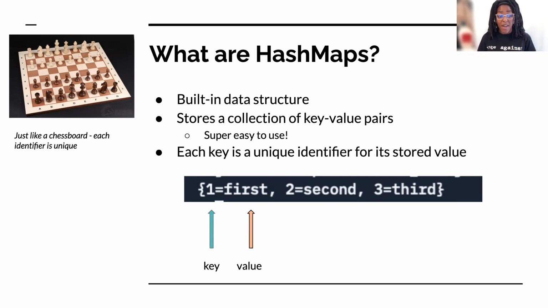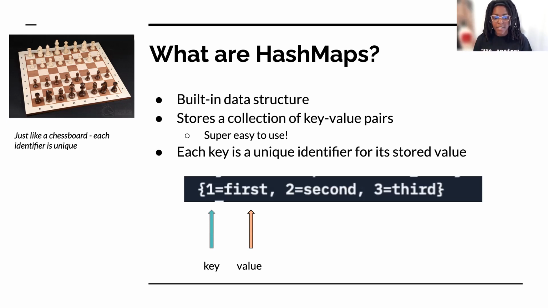So when I say A1, you know I'm talking about the black rook. You know I'm not talking about the white knight or the white pawn or one of the white pawns. I'm talking about a specific bucket on that chessboard.